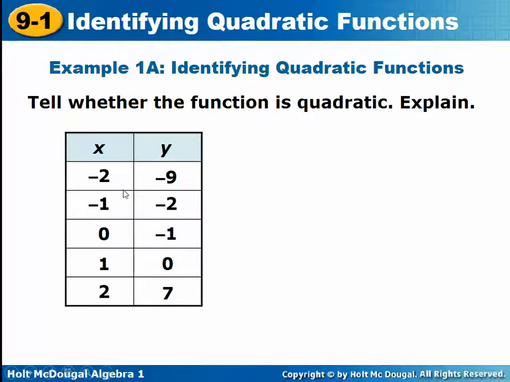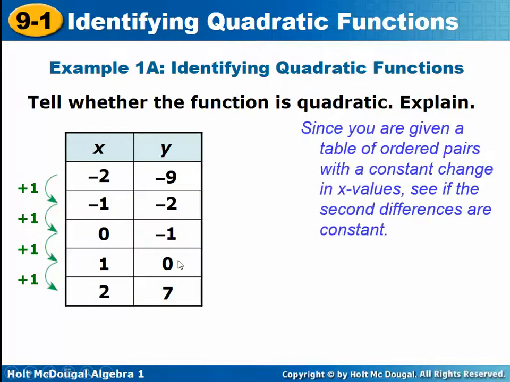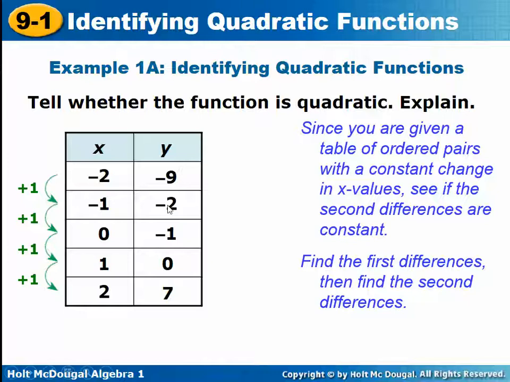So here's an example. We have our x values here and our y values here. The tables can either be horizontal like in the last one or vertical like in this one. So first we check that the x values are increasing at a constant rate. These are all increasing by plus 1, so that's good. If that's true, now we're going to check the first differences of the y values. So let's check from negative 9 to negative 2 and negative 2 to negative 1, how they're increasing. Well, negative 9 plus 7 is negative 2. And negative 2 plus 1 is negative 1. And then plus 1 to get to 0, and then plus 7 to get to 7.